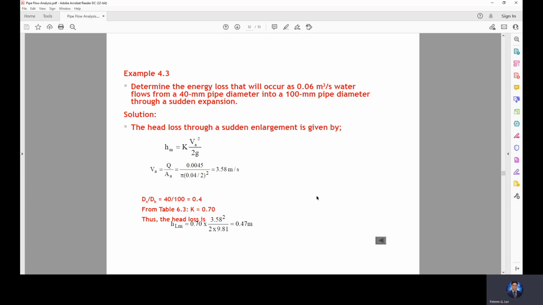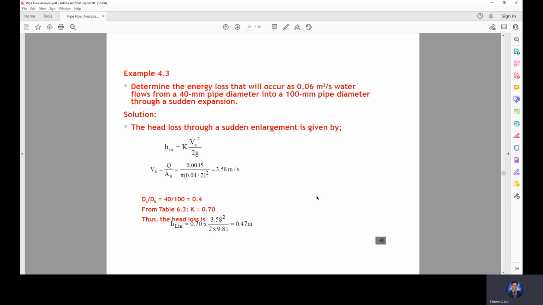Okay, another example. Determine the head loss that will occur as 0.06 cubic meters per second of water flows from a 40 millimeter pipe diameter into a pipe of 100 mm diameter through a sudden expansion. So from 40 mm, isumpayan siya og 100 mm. So nikalit siya og dako. So naa kay head loss due to sudden expansion.